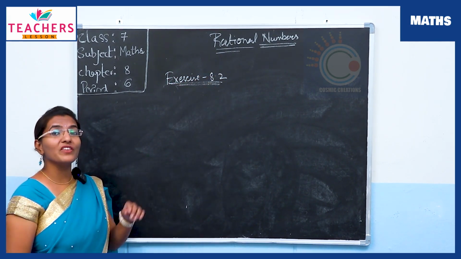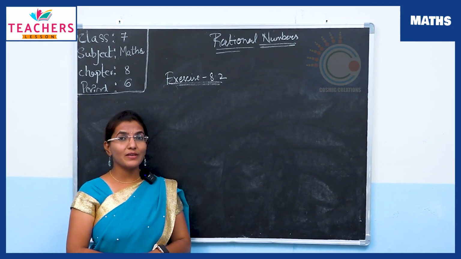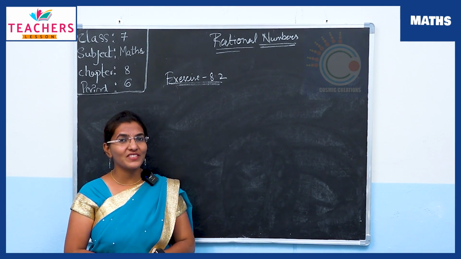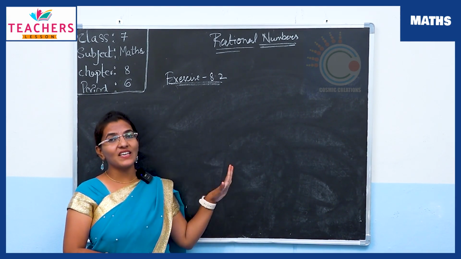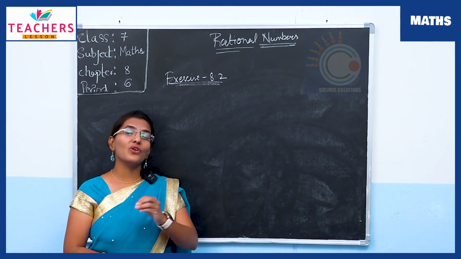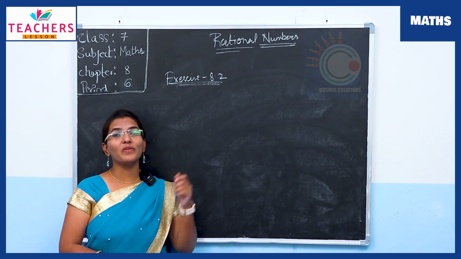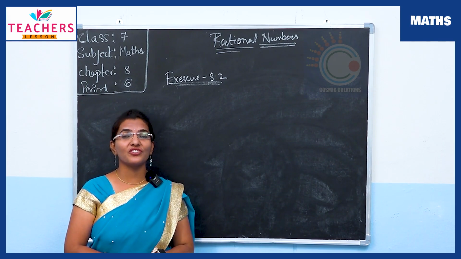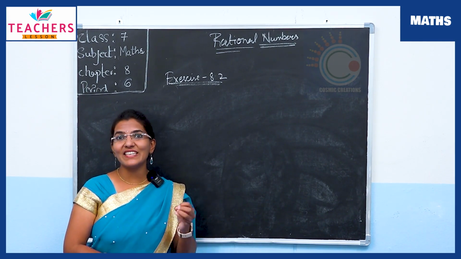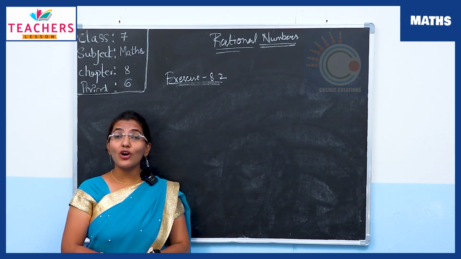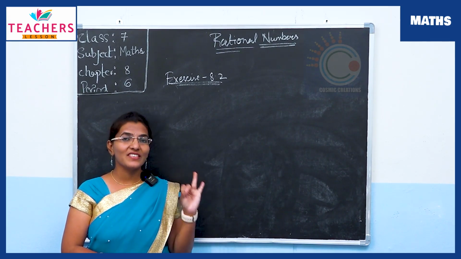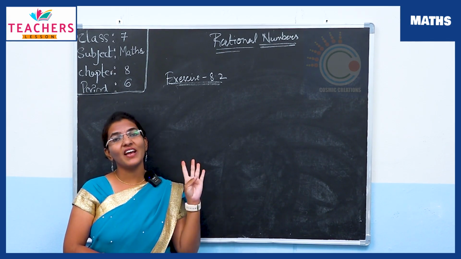Before solving the problems, we have learnt about the operations on rational numbers. Do you remember, students? This complete exercise is also going to be regarding the operations on rational numbers. If you are well versed with the operations on rational numbers, then we can easily solve the problems here. What are the basic operations we have learned? That is addition, subtraction, multiplication and division.